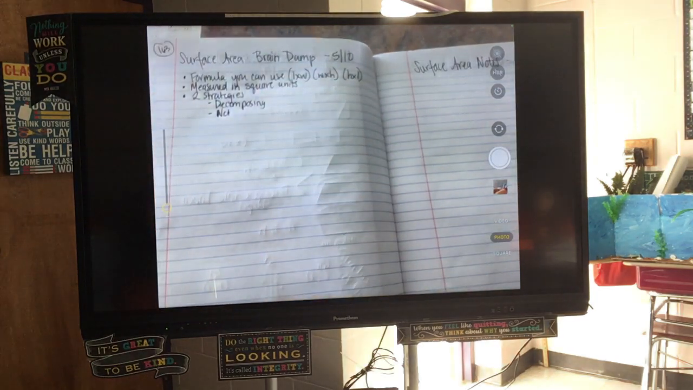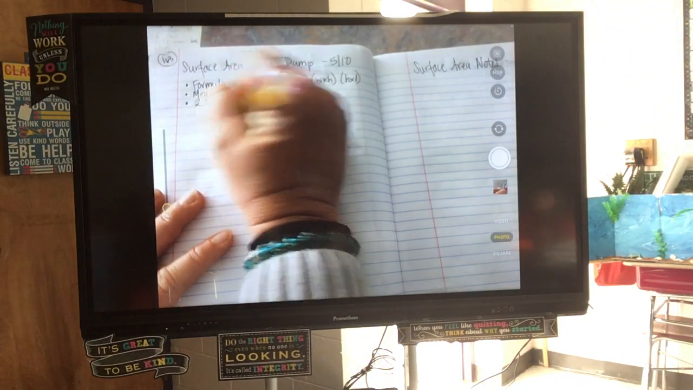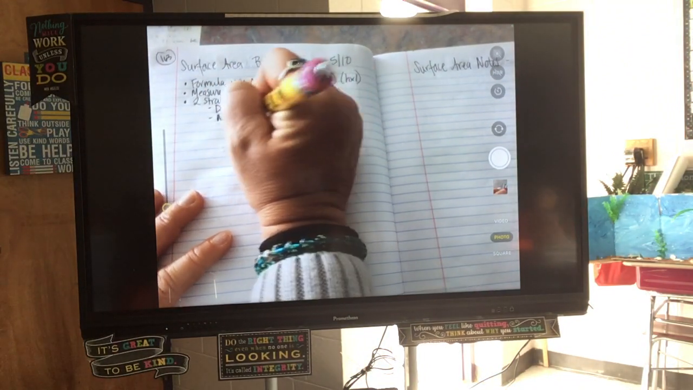Let's talk about a net real quick. What's a net? I know that's kind of a side note, but what's a net? A net is pretty much a 3D shape broken down into a bunch of 2D shapes. Okay.